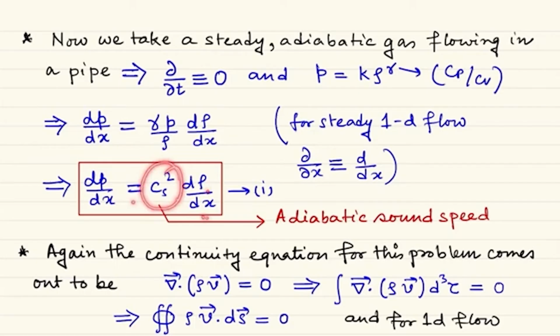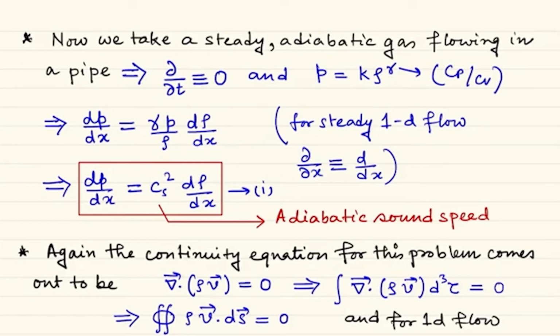Now we know what cs squared is: cs squared is nothing but the adiabatic sound speed, and this is equal to gamma p by rho. Here we are talking about steady flow, so all the fluid variables are not explicitly depending on time, and effectively 1D flow, so there is also no dependence on y or z directions. So finally del x and d/dx will be the same thing. x is the only independent variable in the problem. All the fluid variables are expected to depend only on x for this problem.